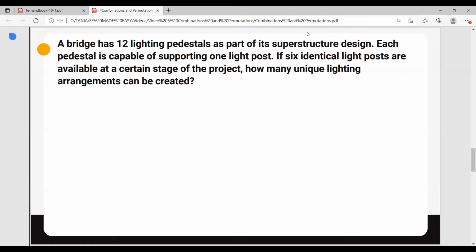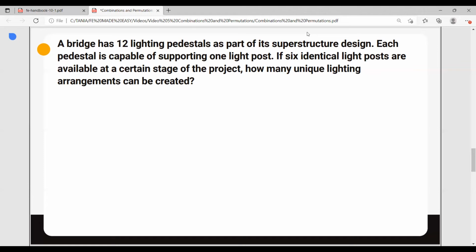Problem number 2, a bridge has 12 lightning pedestals as part of its superstructure design. Each pedestal is capable of supporting 1 light post. If 6 identical light posts are available at a certain stage of the project, how many unique lightning arrangements can be created. Now, this is an interesting one because once you read the question, how many unique lightning arrangements can be created, right away, you are thinking about permutations.